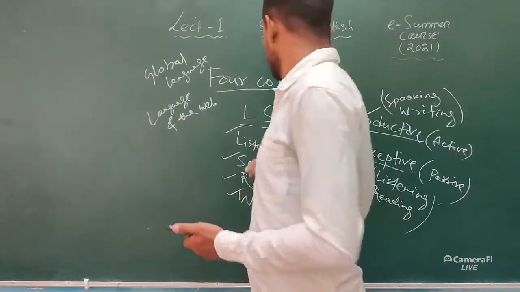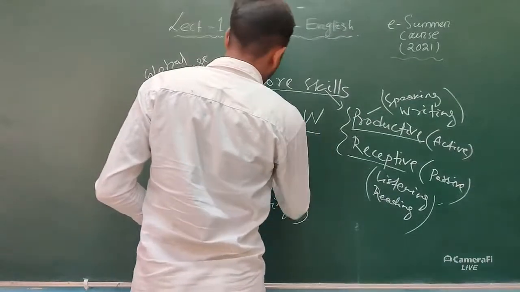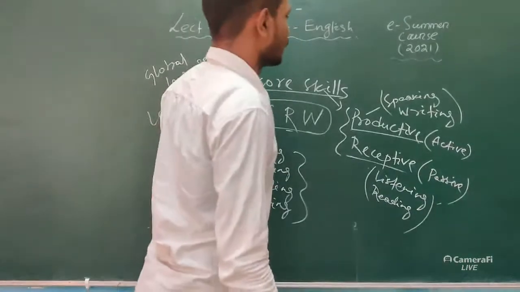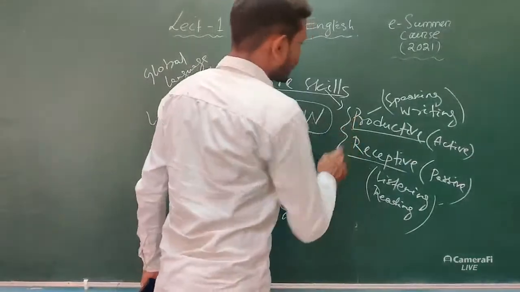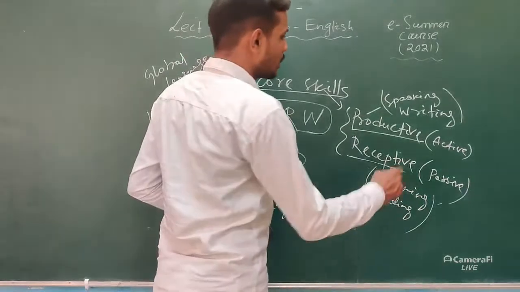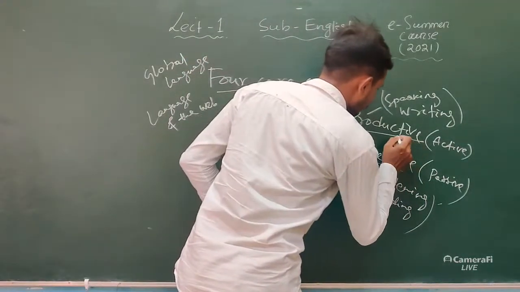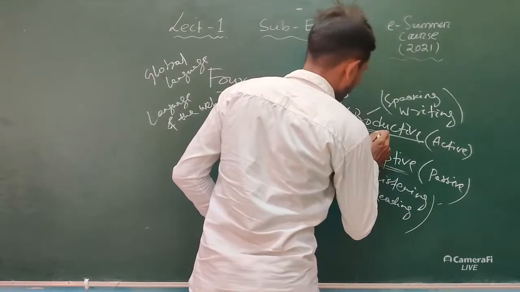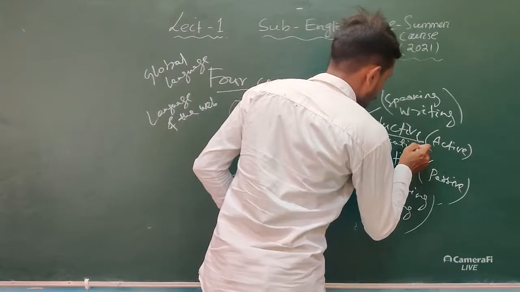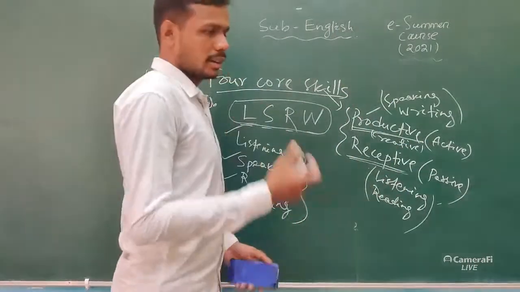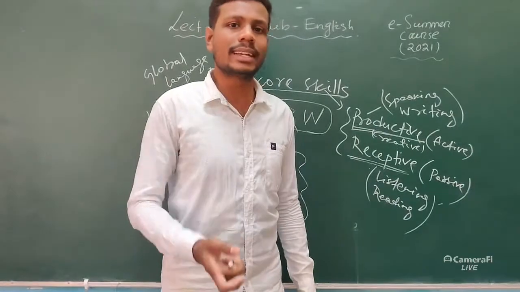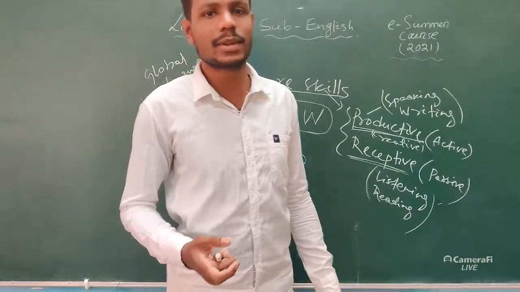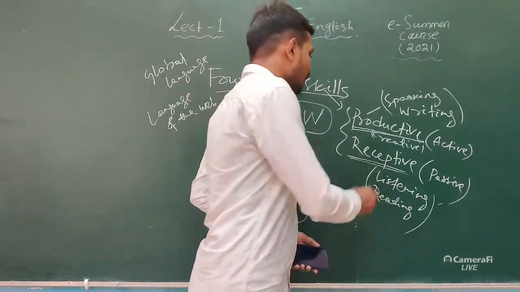So clear these four skills: L, S, R, W: listening, speaking, reading, and writing. Then we have categorized them into productive skills, also known as active skills. Productive skills are also creative skills, because whenever you are speaking or writing, you are showing your creativity to others. You have a section called creative writing as well. And this is receptive.